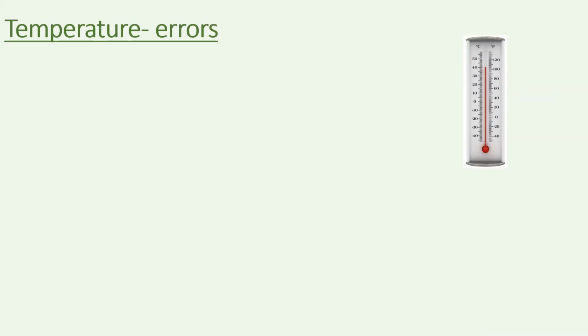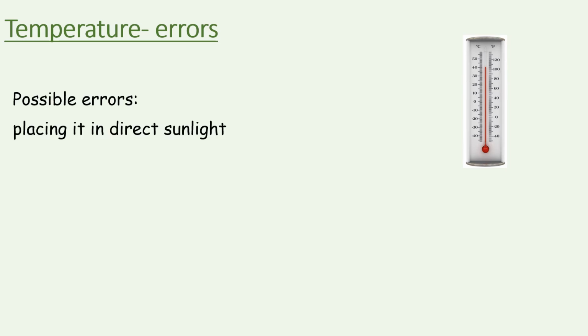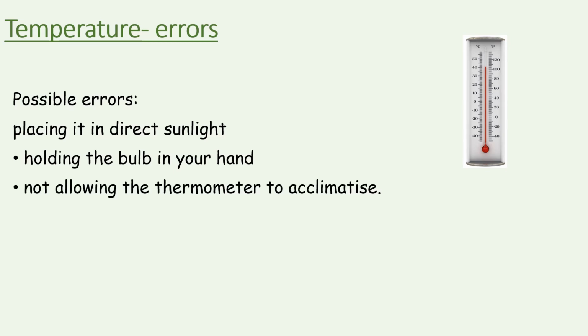Possible sources of error with a thermometer are placing it in direct sunlight, because obviously it would heat up and wouldn't give you a true representation of what you were trying to measure. Also holding the bulb of the thermometer in your hand, because again that wouldn't give you a true reading, it would give you a reading of the temperature of your hand. And finally, not allowing the thermometer time to acclimatise. You need to make sure that you give the thermometer enough time at the change of condition so that it can pick up the reading. And also you need to repeat the test to make it reliable.